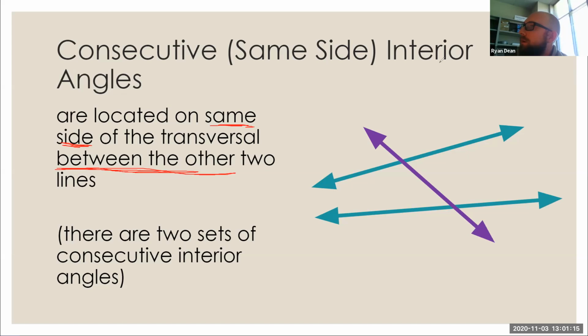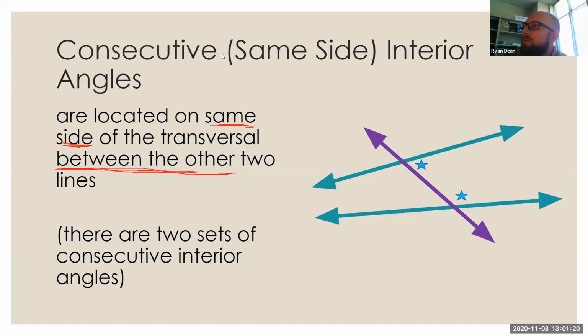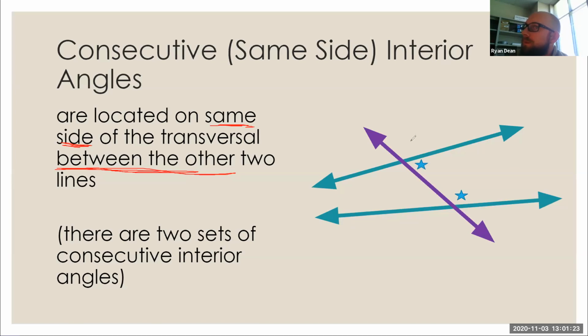So let's go ahead and take a look at an example. Here's our blue stars. Same side of the transversal. Here's our transversal. It's in purple, transversal, because it intersects the two blue lines, right? That's what transversal means. So the purple is the transversal. I like using same side interior instead of consecutive interior because same side helps remind me that the angles have to be located on the same side of the transversal.